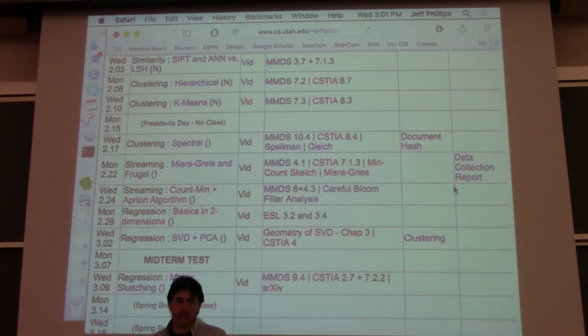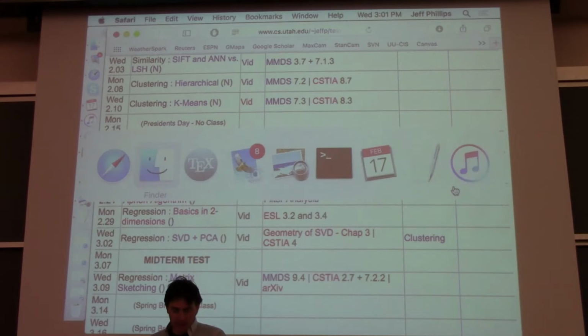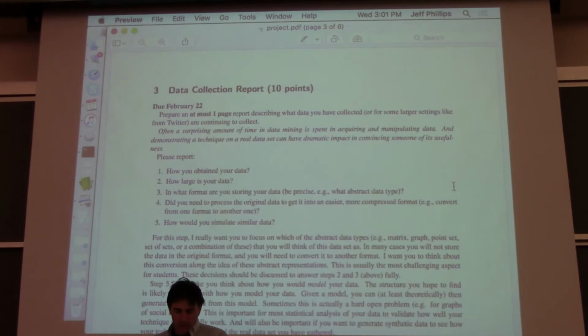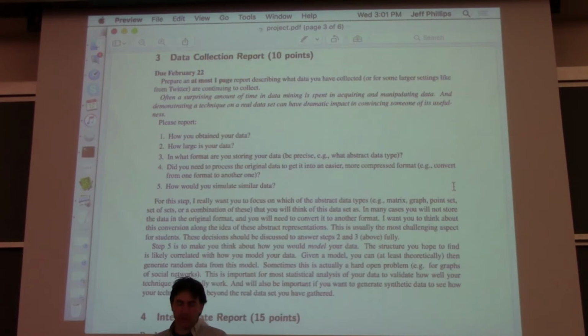Hopefully all of you got feedback on your projects. We hadn't made the groups yet, so some of the comments only went to one person in the group. So talk to everyone else in your group. Most everyone had good projects and were on the right track. I wanted to talk a little bit about what goes into the data collection report, which is due next Monday.